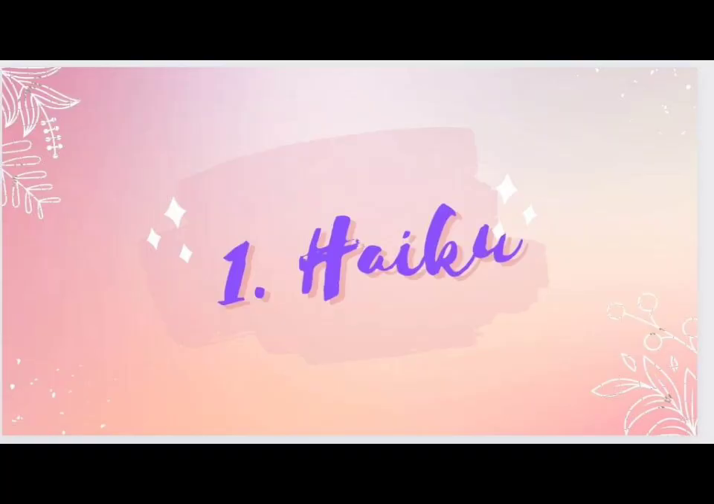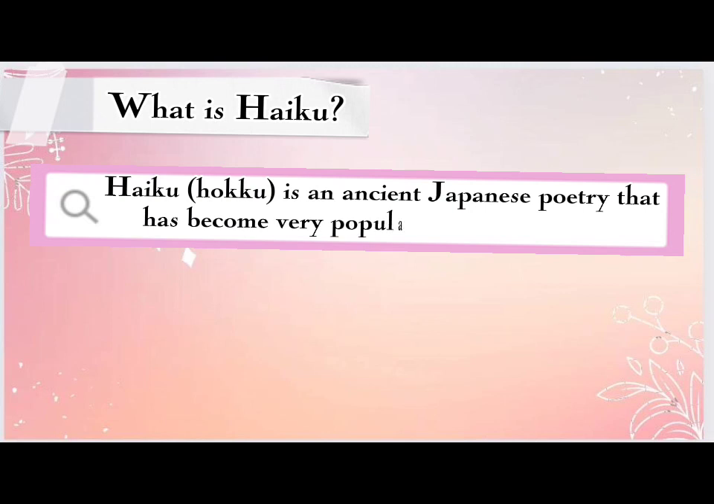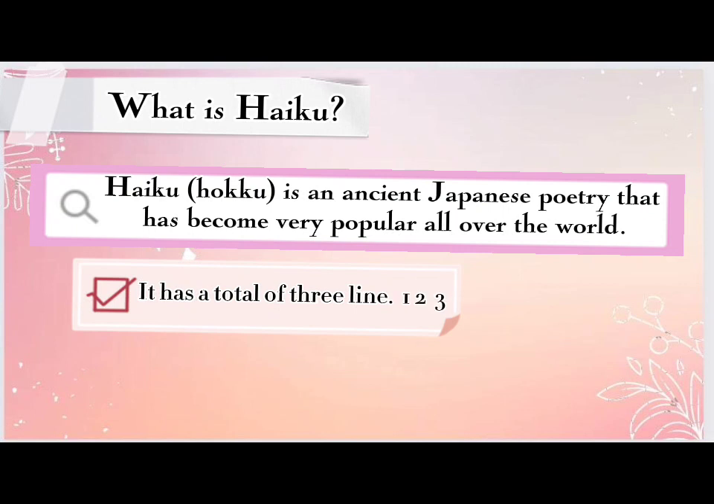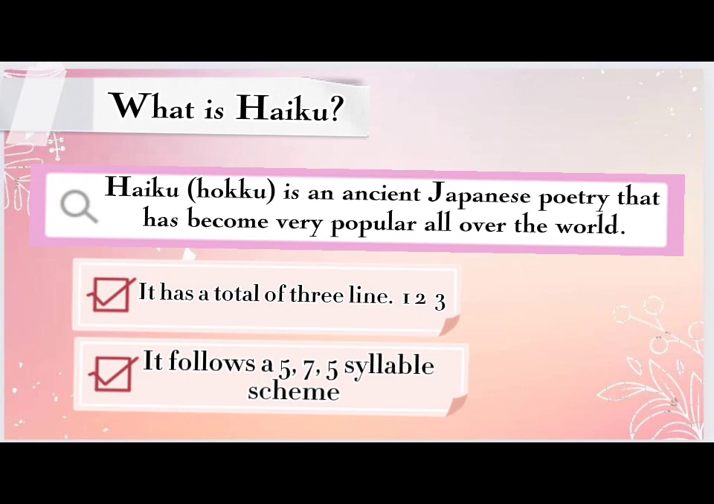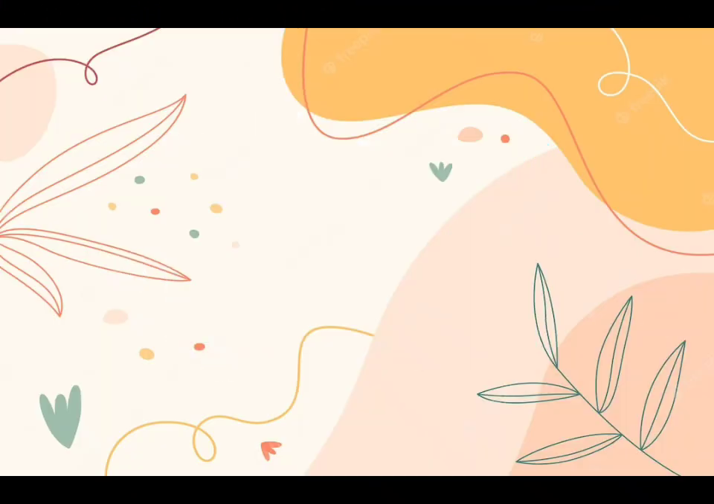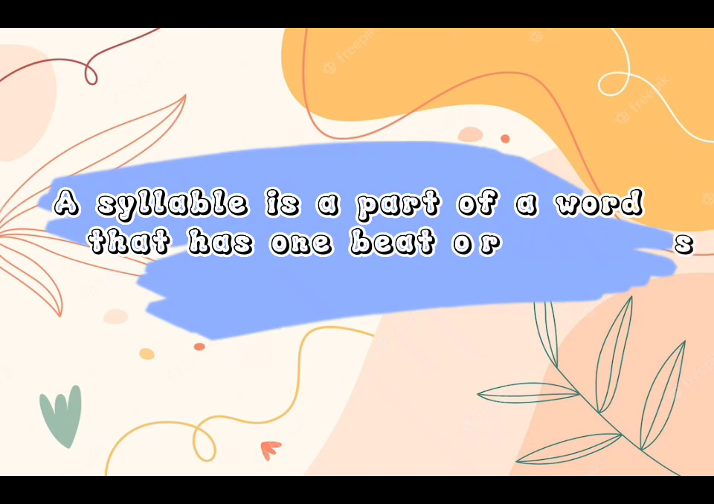First is haiku. Haiku is an ancient Japanese poetry that has become very popular all over the world. It has a total of 3 lines, 1, 2, 3. A haiku also follows a 5-7-5 syllable scheme. What is a syllable, you ask? Let me explain. A syllable is a part of a word that has one beat or sound.